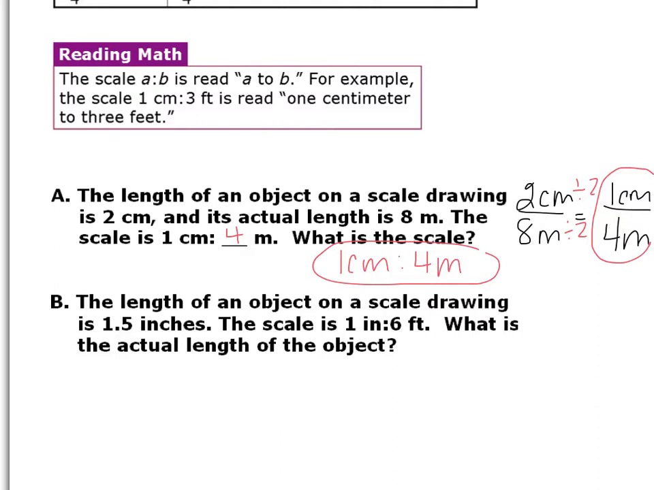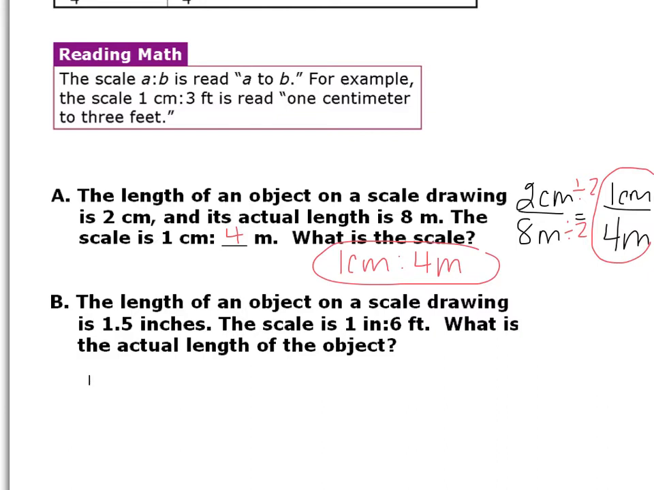So the next one, example B, the length of an object on a scale drawing is 1.5 inches. The scale is 1 inch to 6 feet. What is the actual length of the object? So since we know they're proportional, we're just going to use these values to set up a proportion. So what we had just seen, if we scroll back up, it says when you're doing the scale, you want the dimensions of the drawing over the dimensions of the object.